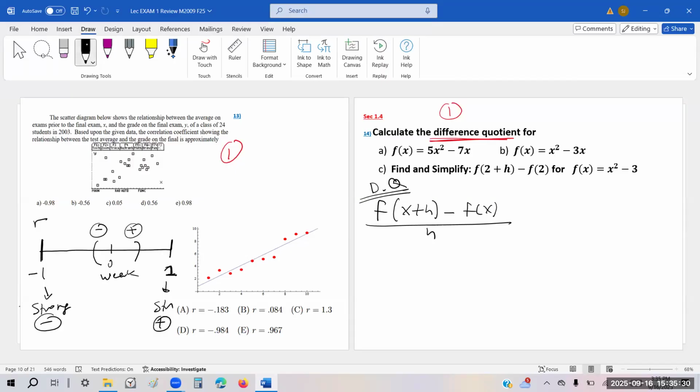That means for each question, you need to replace x with x plus h. Simplify. You need to subtract the original function from whatever you get, and then divide it by h. This one is saying the same thing, but instead of x, your x is 2. So you're finding f of 2 plus h, and also f of 2. Subtract f of 2 from your f of 2 plus h, and then you divide it by h. But this time they're not telling you to divide by h. So you just leave the h alone.